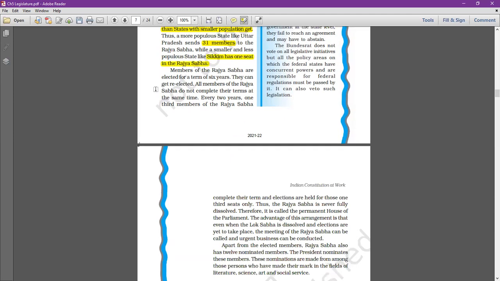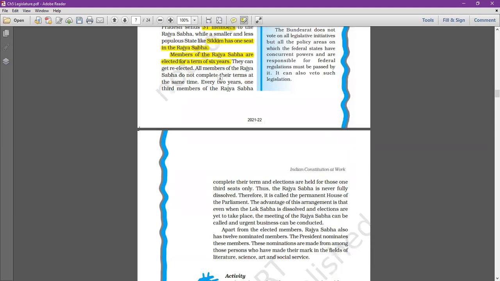Now the members of the Rajya Sabha are elected for a term of 6 years, and Rajya Sabha never gets dissolved. Rajya Sabha कभी भी dissolve नहीं होती. In every 2 years, 1/3 members of the Rajya Sabha get retired, और उनकी जो seat vacant हो जाती है उसके लिए दोबारा election होता है. So they can get re-elected. All members of Rajya Sabha don't complete their terms at the same time. हमने discuss किया ना, सभी एक साथ सबकी term complete नहीं होती. जैसे जैसे 1/3 retire होते रहते हैं हर 2 साल में, उनकी जगह नए आते रहते हैं, उनकी 6 year term चलती रहती है.